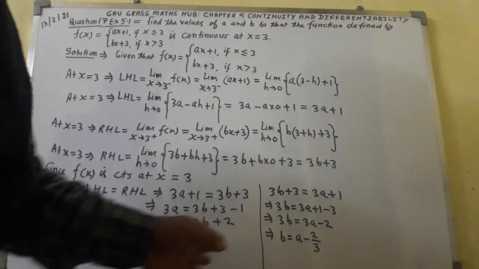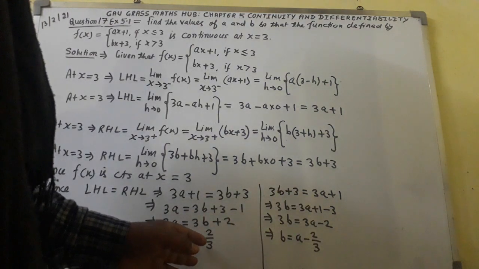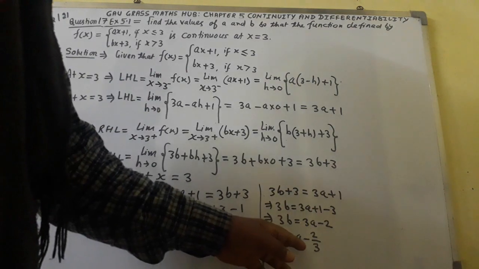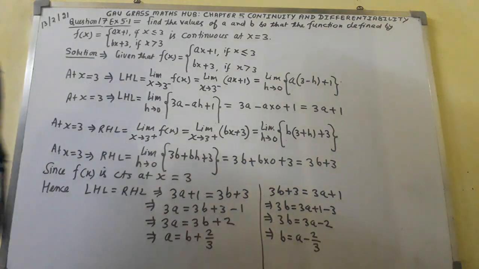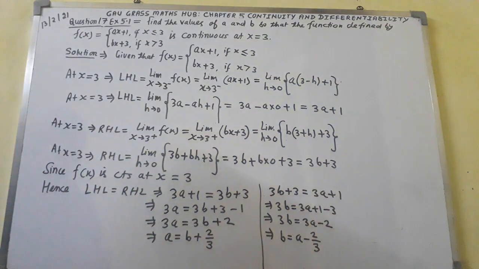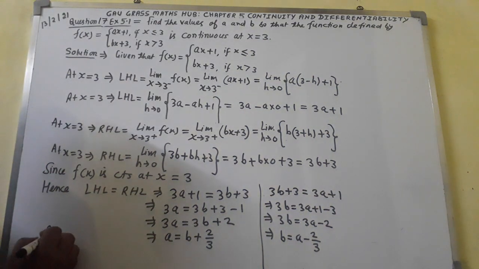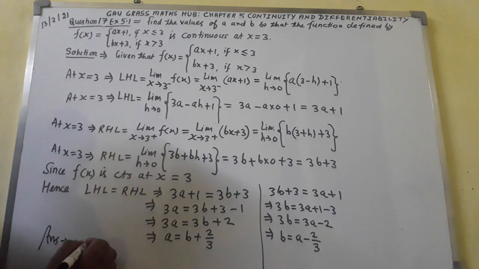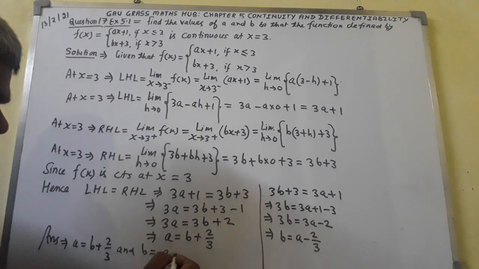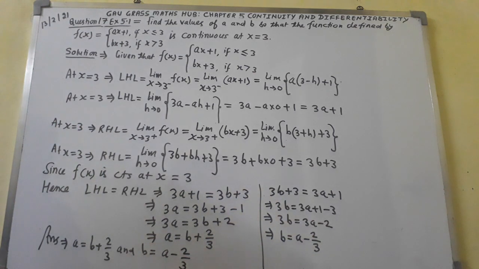So you have got a equal to b plus 2 over 3, and b equal to a minus 2 over 3. The correct answer will be a equal to b plus 2 over 3 and b equal to a minus 2 over 3. This will be the correct answer you have got.